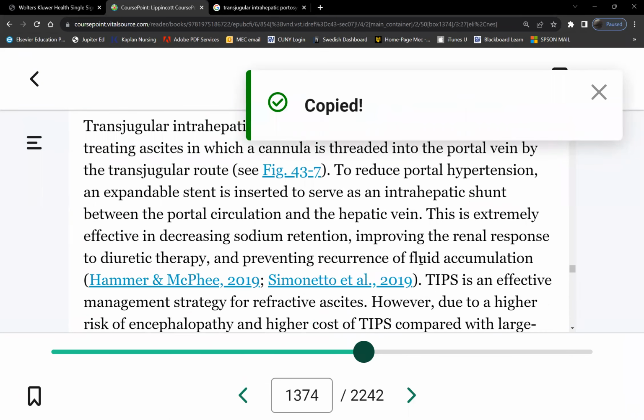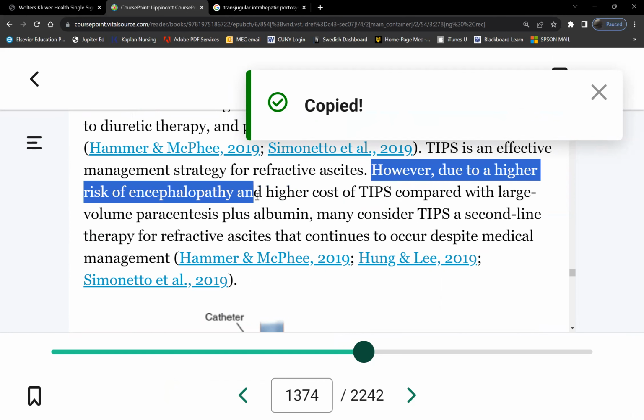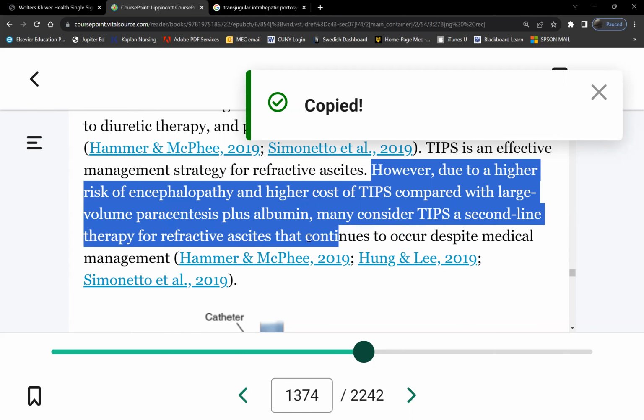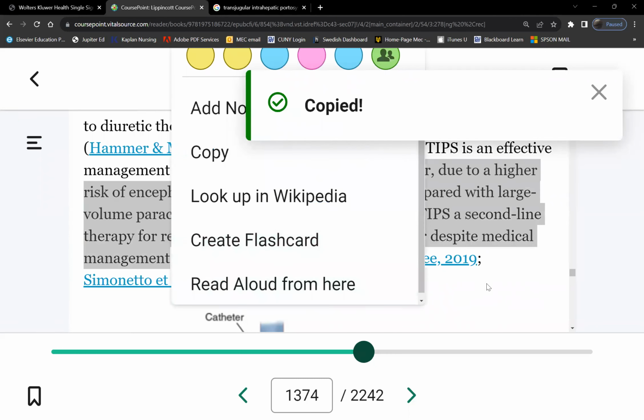So you understand how this works? Okay, so again, is it early or last? Okay, late. Okay, last resort. So here, due to a higher risk of encephalopathy and higher cost of the procedure, is this a first line? No, yeah, most likely last resort. Okay, when we have nothing else we can do for the patient.